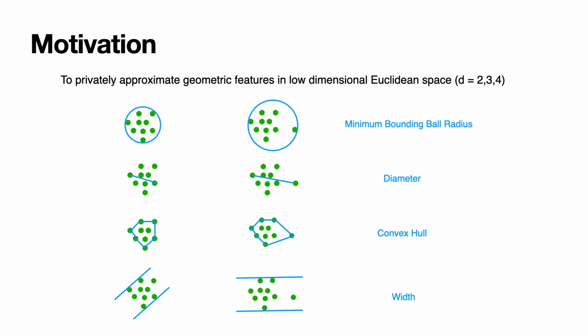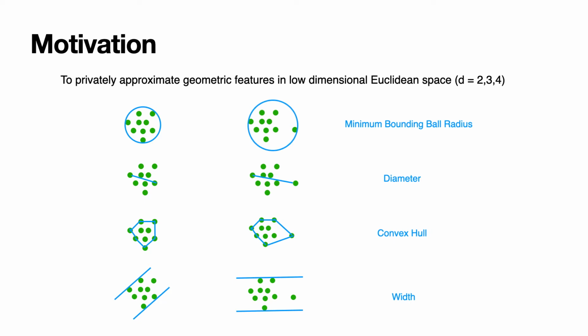We want to approximate geometric features such as minimum bounding ball radius, diameter, convex hull, and width in low-dimensional Euclidean space. Usually, the dimension is 2 or 3 or 4. What people do now is to compute those geometric features directly. They just reveal those features as they are, without any privacy protection.